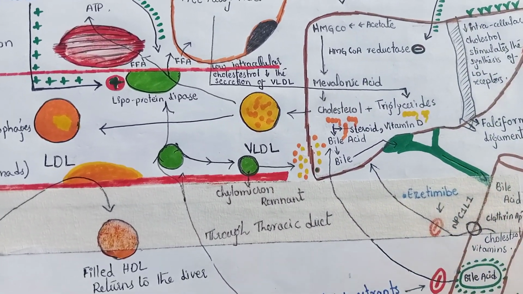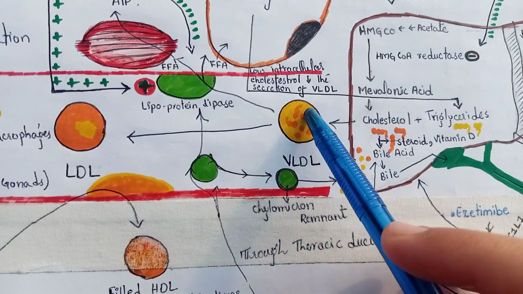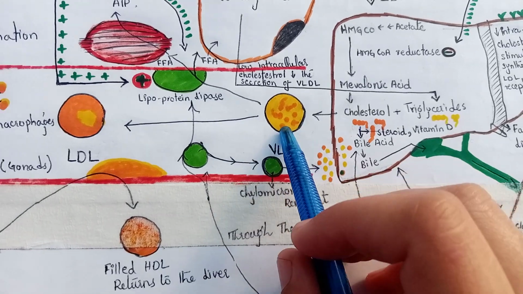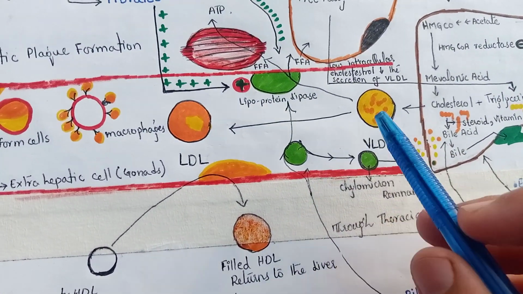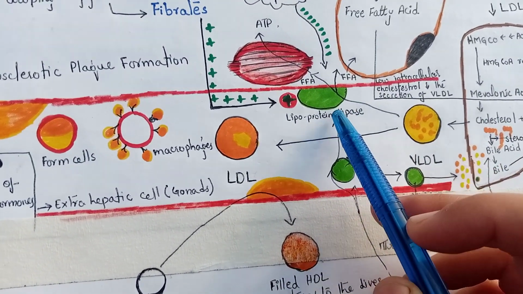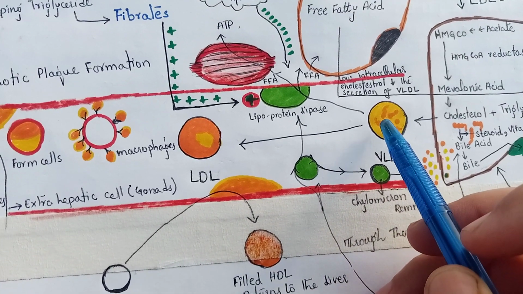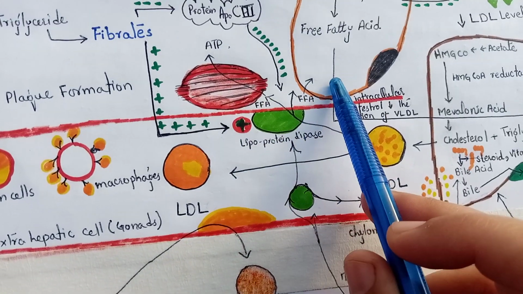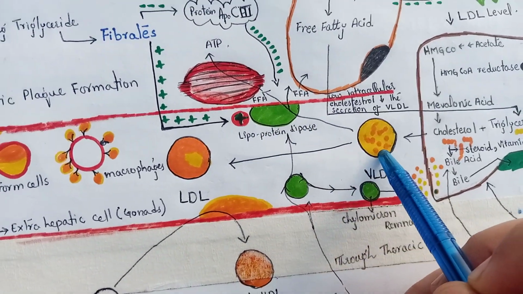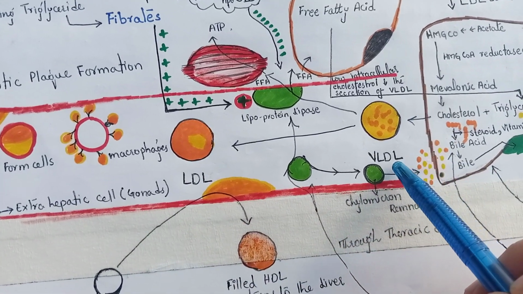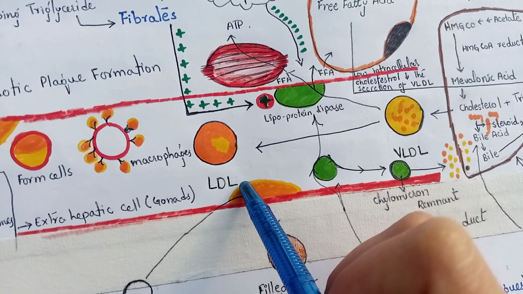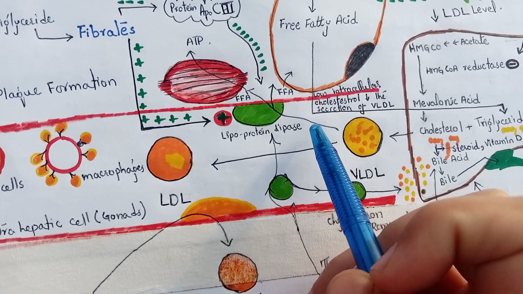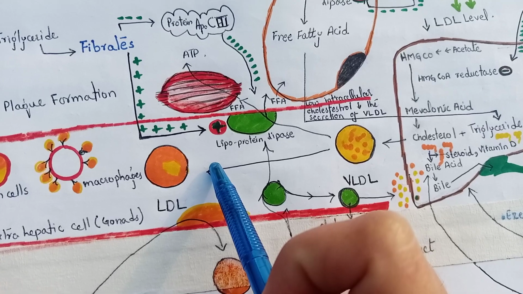In the liver, it will synthesize the VLDL. From the cholesterol and triglyceride, the VLDL will be synthesized. The VLDL will again be acted upon by the enzyme lipoprotein lipase, and the triglyceride present in this VLDL will be converted into free fatty acid. So as the triglyceride is removed, the remaining VLDL will be converted into LDL, and this LDL will now have a low level of triglyceride because it was removed by the enzyme lipoprotein lipase.